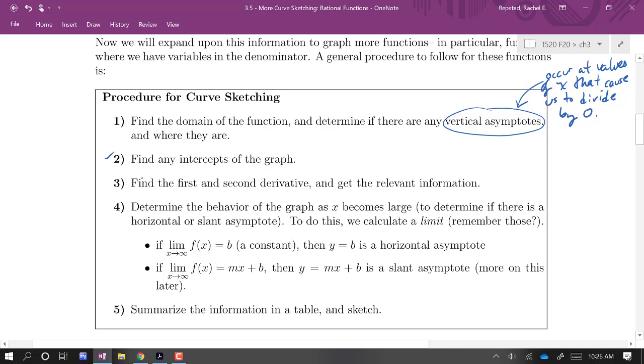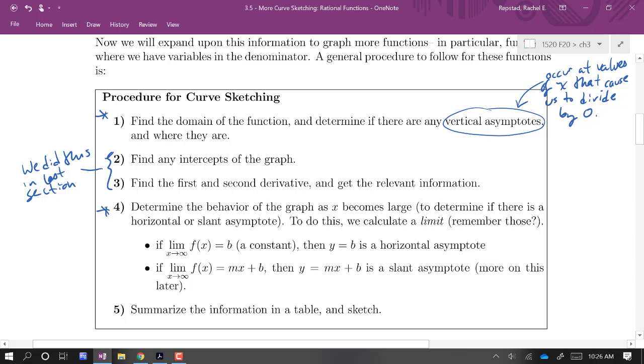Then find the first and second derivative and get the relevant information. That's exactly what we did in the last section. Find the derivatives, make the sign charts, and organize that information. So both items 2 and 3 we did in the last section. That's not new. What's new is the fact that we have to actually find the domain, because it's not always going to be all real numbers. It might still happen that it's all real numbers, but it's a question. So this is new. Item 4 is new.